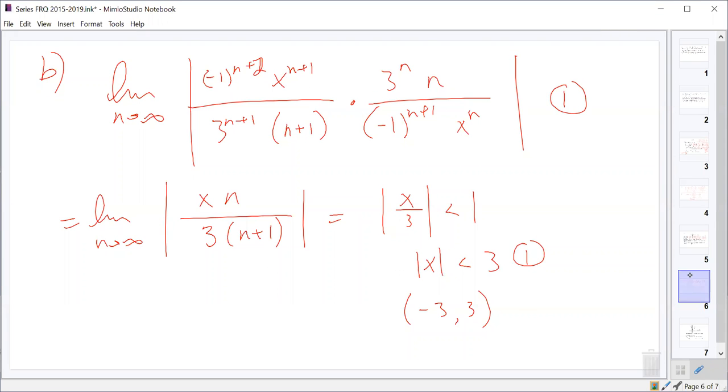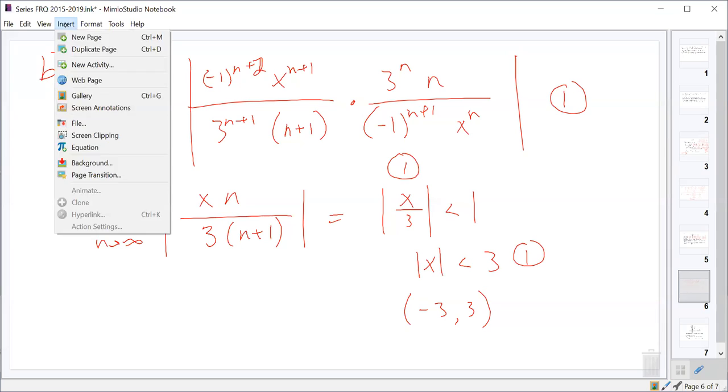One point for getting to this absolute value of x that was less than 3, and one for the limit, and one for the absolute value of x is less than 3. So 3 points up to that point. Then you need to check your endpoints of -3 and 3.